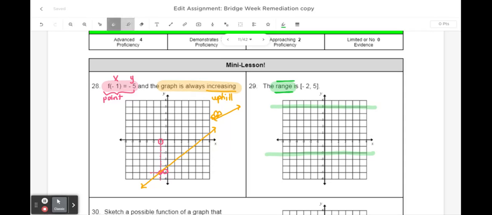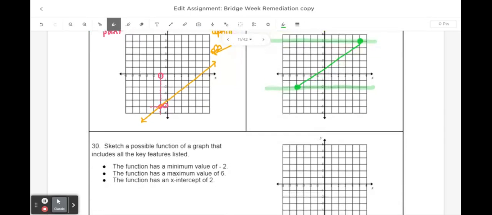Now, my only thing I need to do is draw a graph that stays between those lines and touches the top and touches the bottom. So in order to make sure that happens, I'm going to put a dot on the bottom and a dot on the top. Now you'll notice that those dots are not right on top of each other because I want to make sure that this is a function, which means it needs to pass the vertical line test. So it can't go straight up and down. It needs to go on a diagonal. And I'm just going to connect those dots. And now I've drawn a graph whose range is -2 to 5.